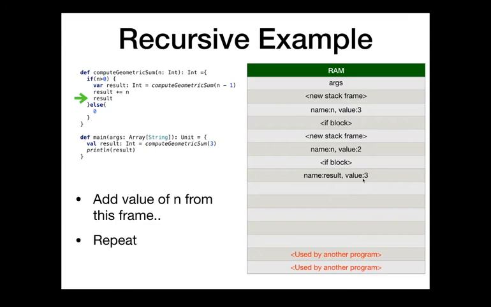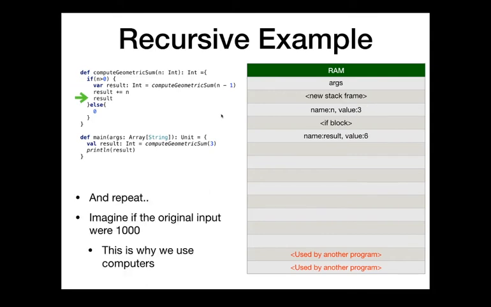Return that 3. This whole stack frame's gone. We're in this stack frame. Result equals 3. 3 plus n. Well, there's only one n left, the n in this stack frame, and its value is 3. 3 plus 3. We're going to return that 6.